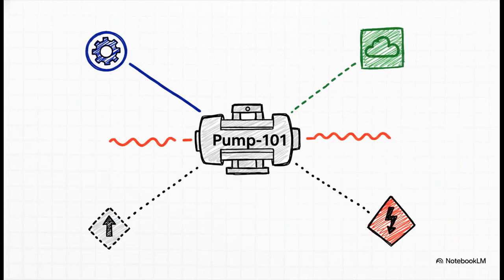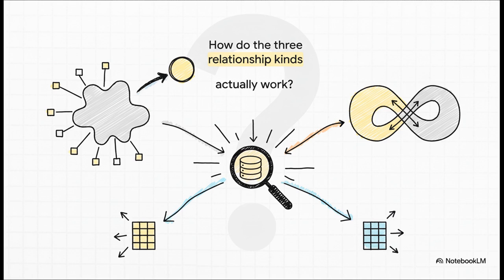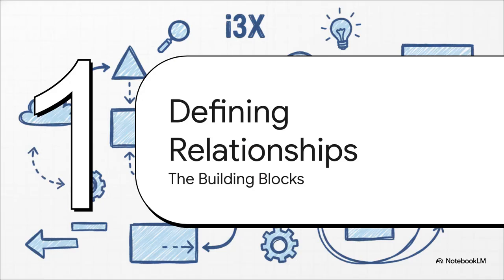So you'll probably remember this address space for Pump 101. We saw it had all these different kinds of connections to other objects in the system. We know there are three kinds of relationships, but how are they actually defined? How do they change the way we write our queries? And probably the most important question, how do they control the data that we get back? Let's find out.